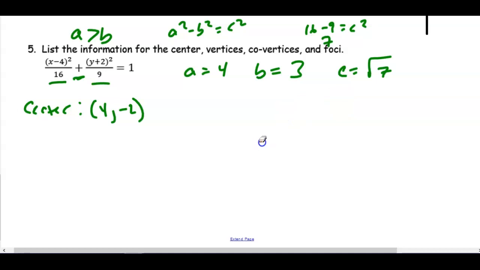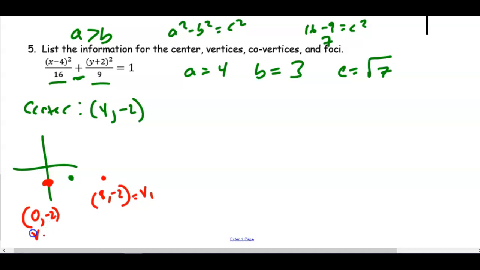So, here we go. Center. We know this is horizontal. So, let me do you a little sketch so you can see what I'm talking about. From the center, since it's horizontal, 4, negative 2, I gotta go right 4, so 8, negative 2 is my first vertex, and minus 4, 0, negative 2, my second vertex.